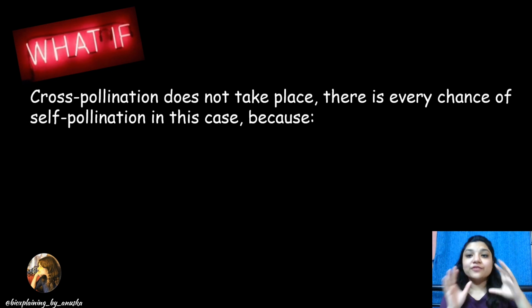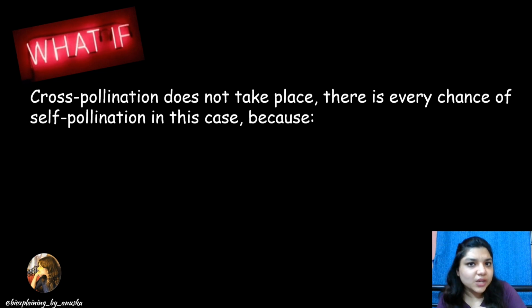So now, what if cross-pollination does not take place? What if this insect goes to some separate flower and the sweet pea doesn't even get pollinated? That means what if cross-pollination fails? Is there any kind of alternative which is present? Yes, there is. So if cross-pollination does not take place, there is every chance of self-pollination in this case. Can you guess why?